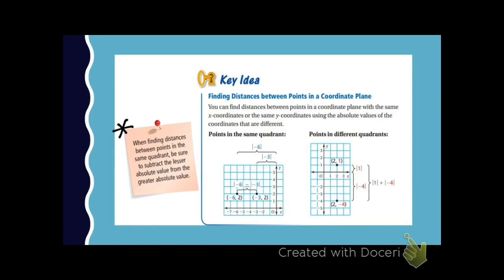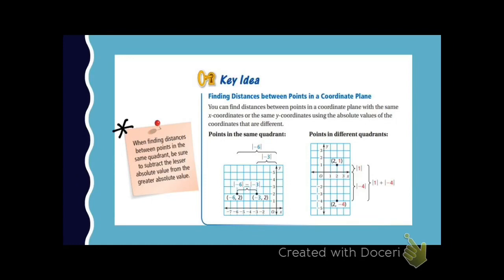And you'll understand what they're talking about. We're going to be finding distance between points in a coordinate plane. And remember, we said distance will always have a positive answer. Okay, it will never have a negative number. All right, it says you can find distances between points in a coordinate plane with the same x coordinates or the same y coordinates using the absolute values of the coordinates that are different.